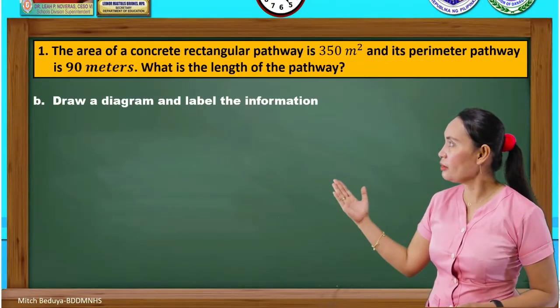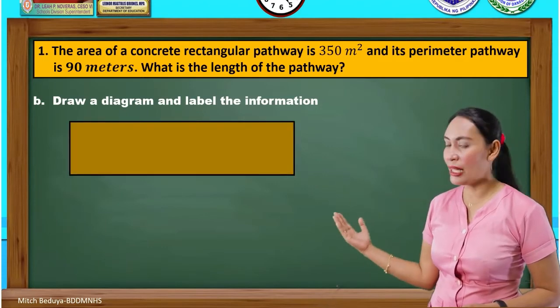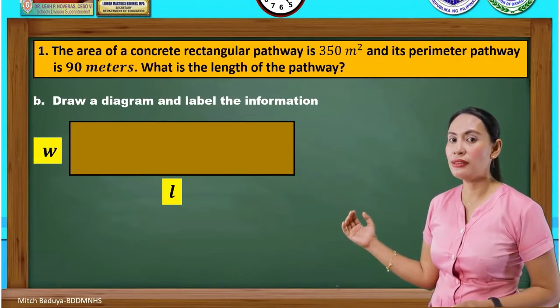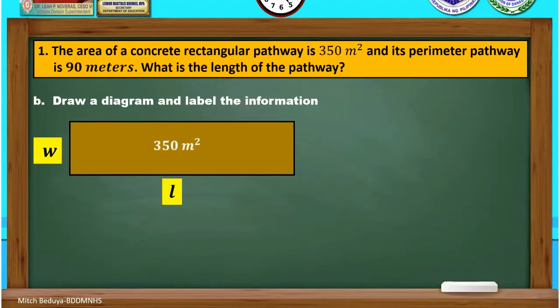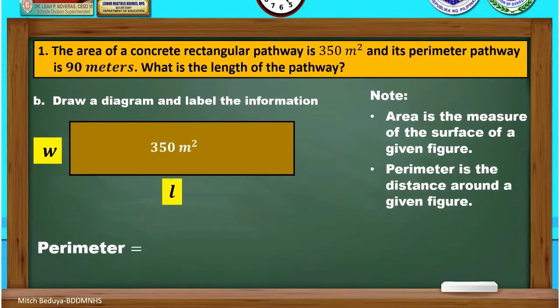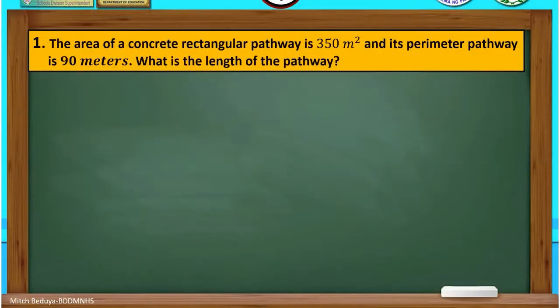If this is the rectangular pathway, this is the length, the width, and the area. The area is the measure of the surface of a given figure, and the perimeter is the distance around a given figure. So this is the perimeter, and the perimeter is 90 meters. Write the equation using the perimeter and area.